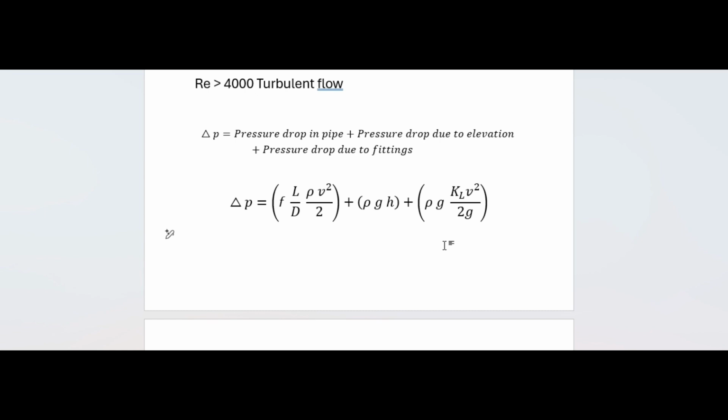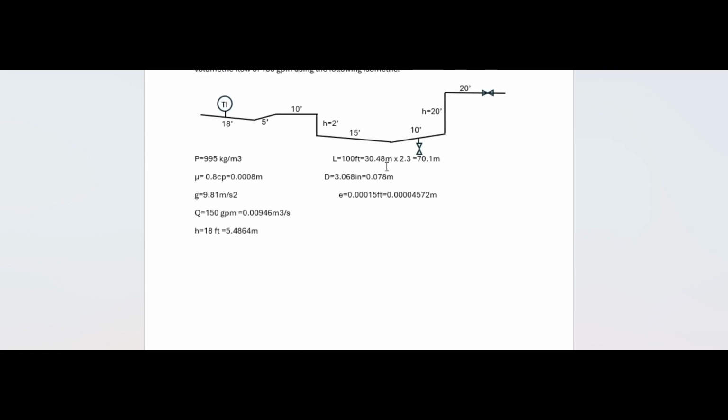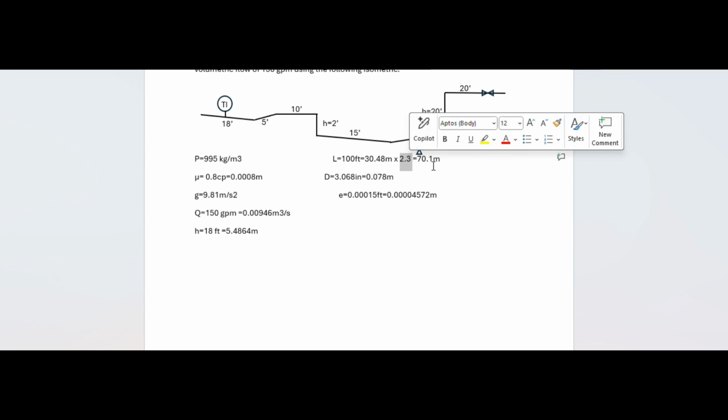However, as the pipe length increases, up to I think 1,000 feet, the factor will reduce. Once you reach about 1,000 feet, you actually don't need to account for that factor because the pressure drop in fittings would be negligible, and you don't need to worry about it. So for something like this, 100 feet, I'll use the 2.3 factor. That would be 70.1 meters.